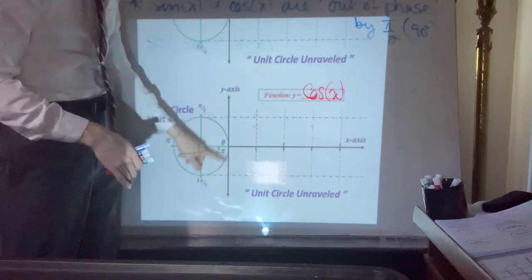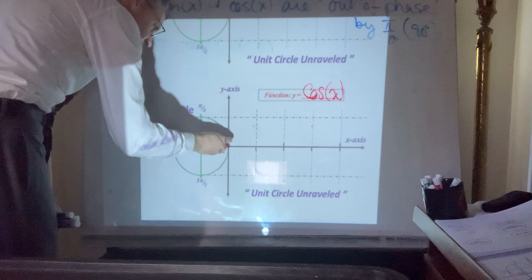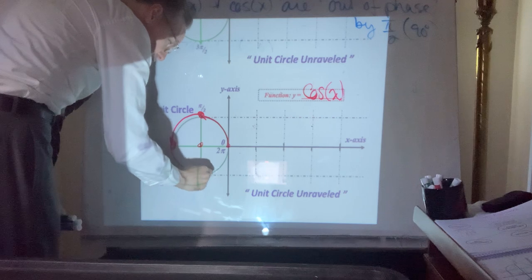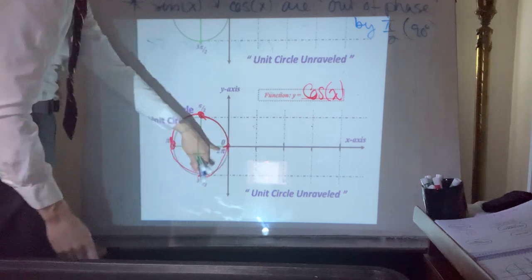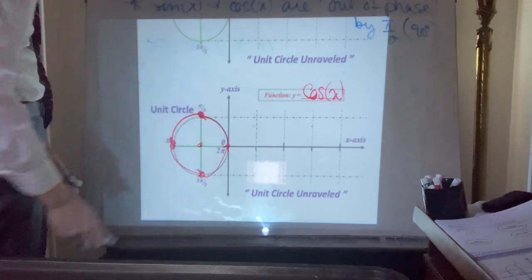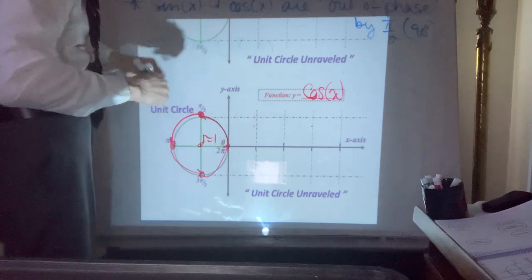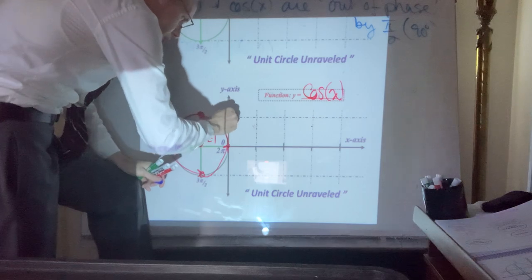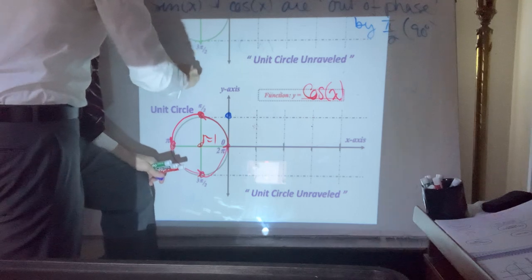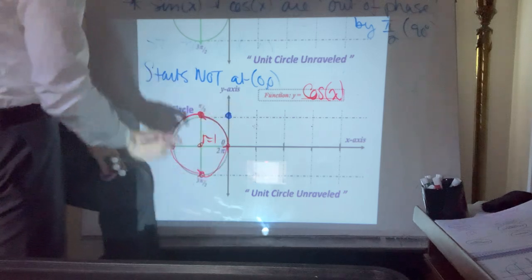So if you were to take the same unit circle and consider as this is unraveled in counterclockwise motion like so, from 0 to pi over 2 to pi to 3 pi over 2 to 2 pi, 90, 180, 270, 360. Being that it is out of phase officially, the cosine would start right there, right? So it's not at 0, 0, right? It starts over here technically.